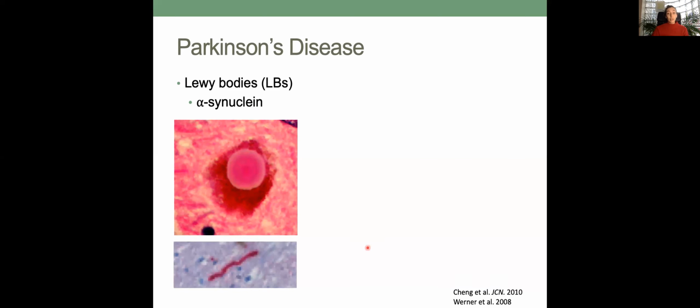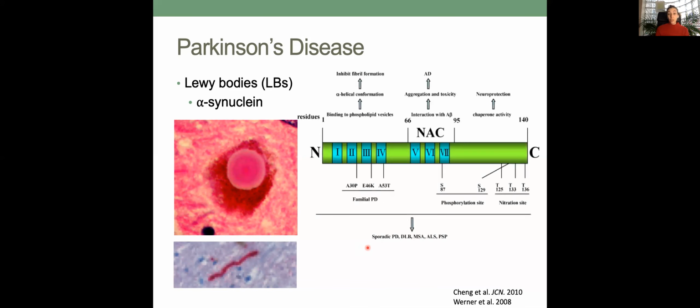These are primarily made of a protein called alpha-synuclein, specifically alpha-synuclein that has been phosphorylated. Alpha-synuclein is a relatively small protein, which is depicted in this graphic. Interestingly, if you pay attention to the small text here, alpha-synuclein also plays a role in Alzheimer's disease, but it's secondary to the proteins that we just previously talked about.